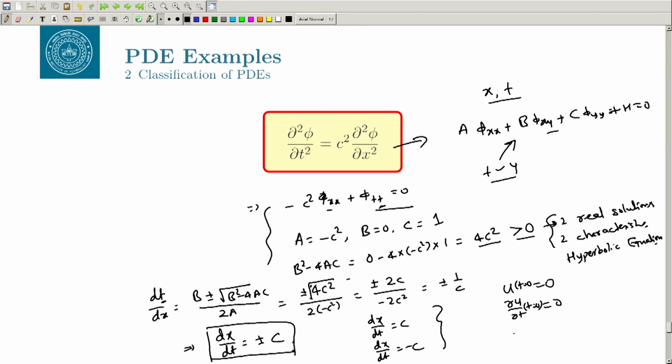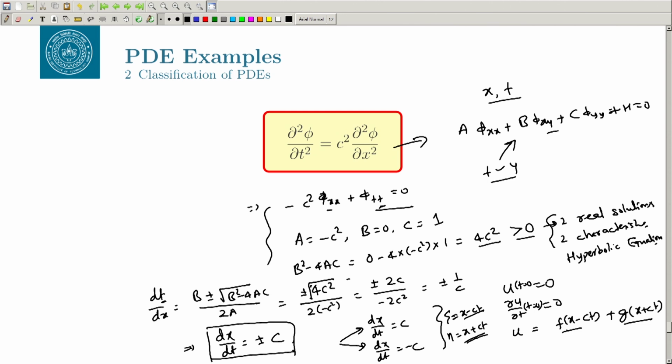You can write the solution as u, because you know that these are the characteristic lines. So, you can write f of x minus c t plus g of x plus c t, because these are our characteristic lines. There are two characteristic lines, zeta equal to x minus c t and eta equal to x plus c t. So, we can define our entire solution in terms of these characteristic lines, and then you can have some multiplying functions in this.